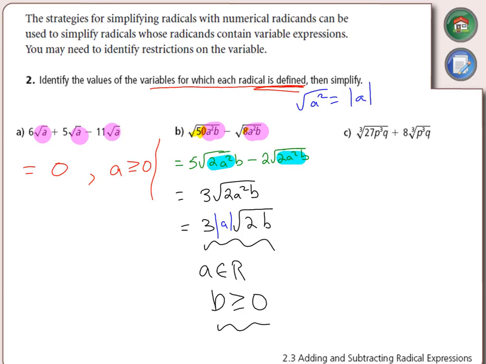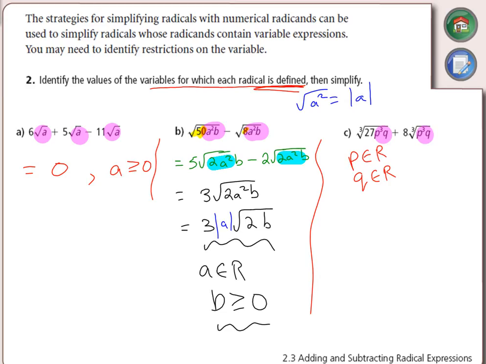Part C, we're doing cube roots. Cube roots, there's never a problem with the restriction, so we know right off the bat, P is an element of the reals, Q is an element of the reals. Now let's start looking at going further. P cubed Q is underneath. That's the same in both, but I got that 27. Got to deal with that.